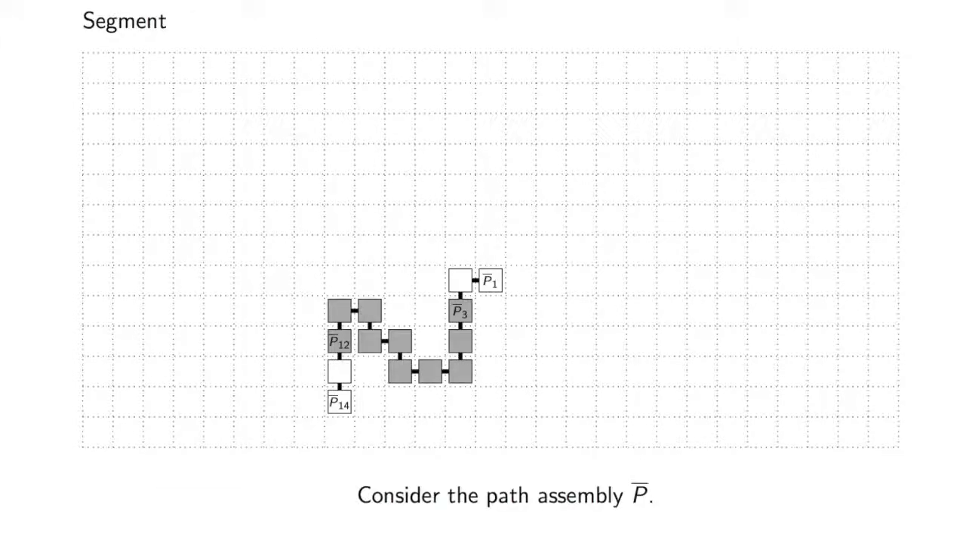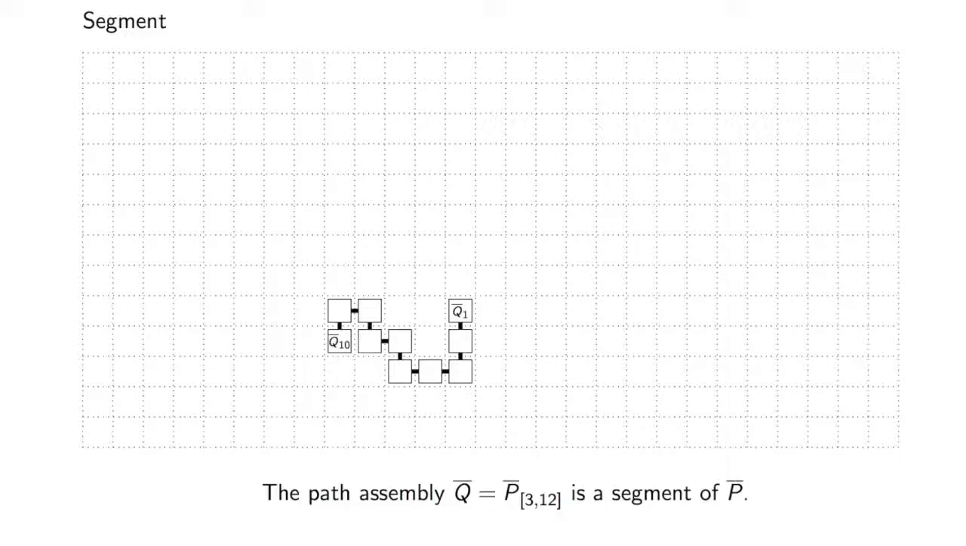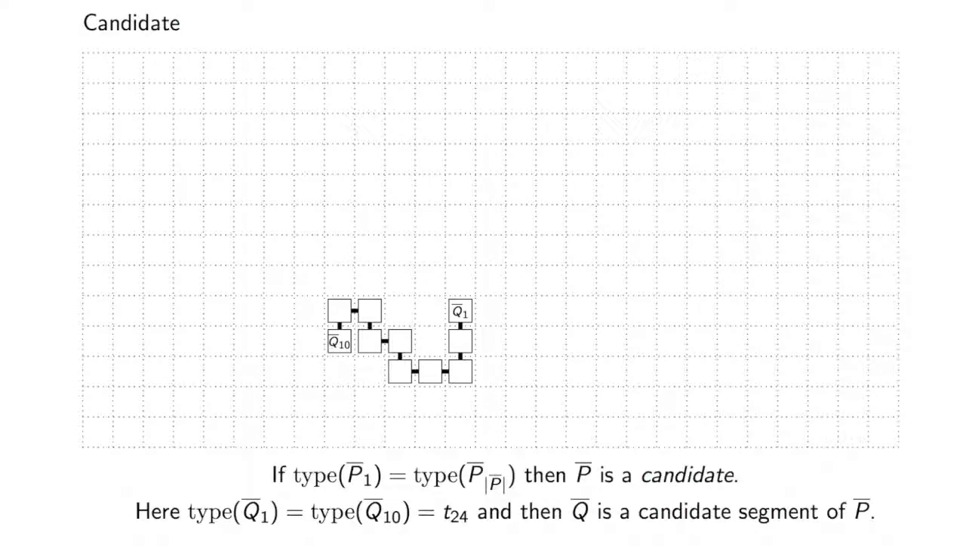Let's go back to the path assembly P. We will come back to the concatenation soon. Now a segment of a path assembly P is a subsequence of P. For example, we represent here in gray the tiles from P3 to P12. Let's remove the other tiles. We obtain a subsequence of P denoted by P3,12. This subsequence is called a segment of P. In our example, we represent this segment by the path assembly Q of size 10.